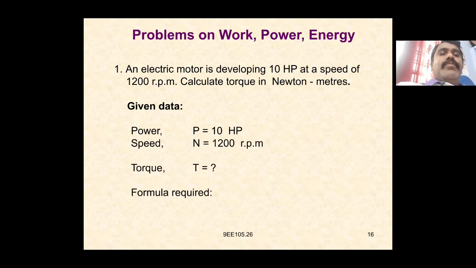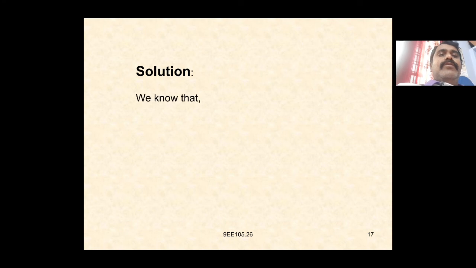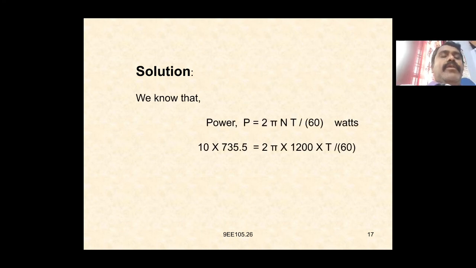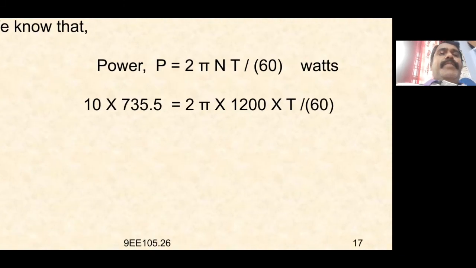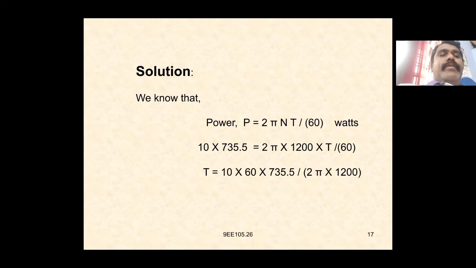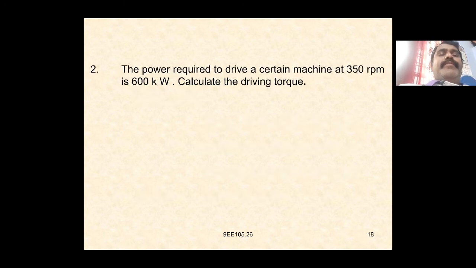Torque T is equal to how much? Formula required: P is equal to 2 pi NT by 60, where P is the power, N is the speed, T is the torque. So that is 10 into 735.5 is equal to 2 into 3.14, 2 pi into 1200 T by 60. T is equal to 10 into 60 into 735.5 divided by 2 pi into 1200. T is equal to 58.52 newton meters.